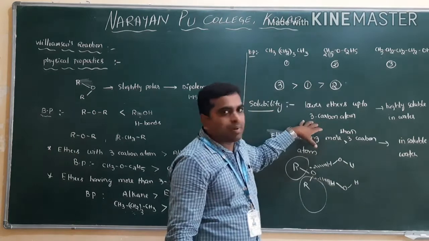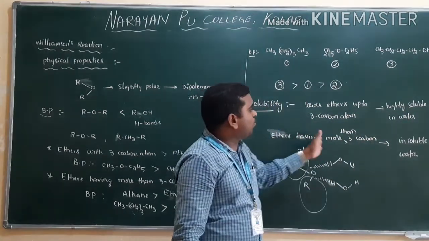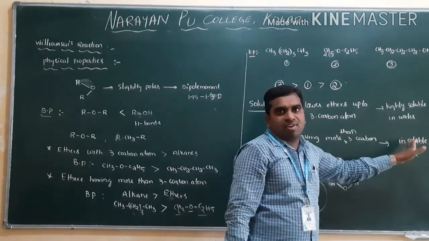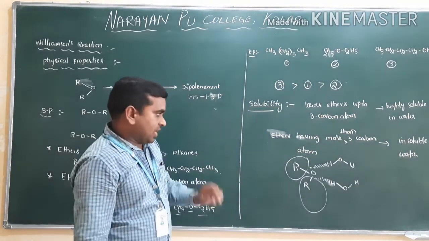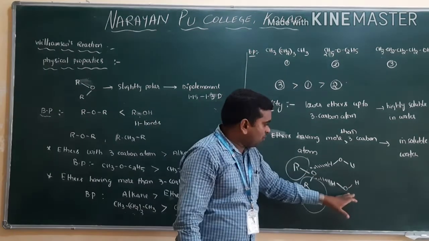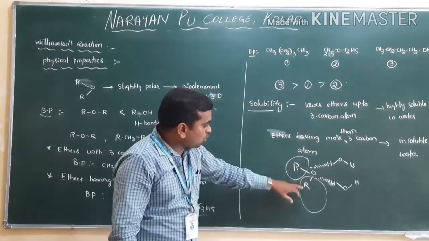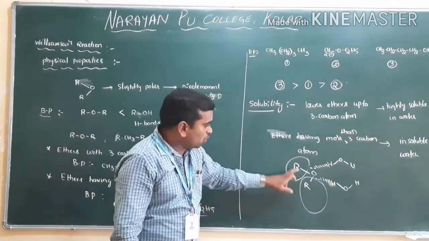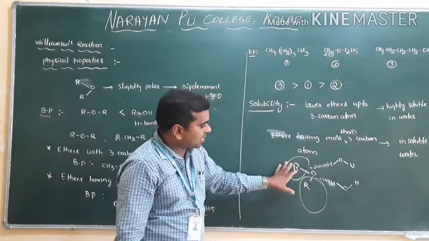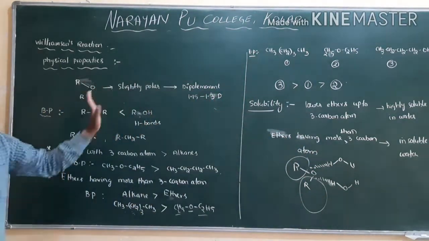Up to the third carbon, the ethers are soluble in water, but ethers having more than 3 carbon atoms are very less soluble, you can say insoluble in water. And you see, ethers can form hydrogen bonds up to how many carbons here? 3 carbons. The total carbon count should be 3. Suppose here 1 and here 2 carbons, that is 3. So this is the solubility and boiling points of ethers.